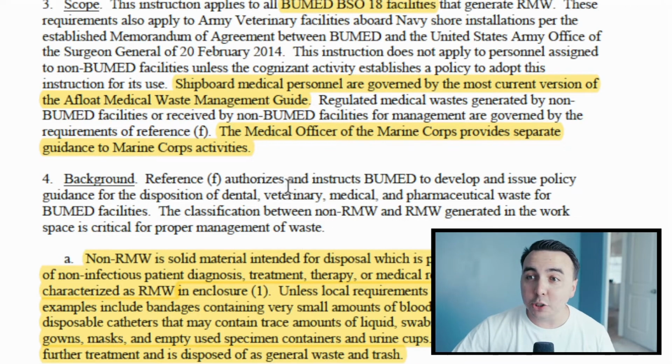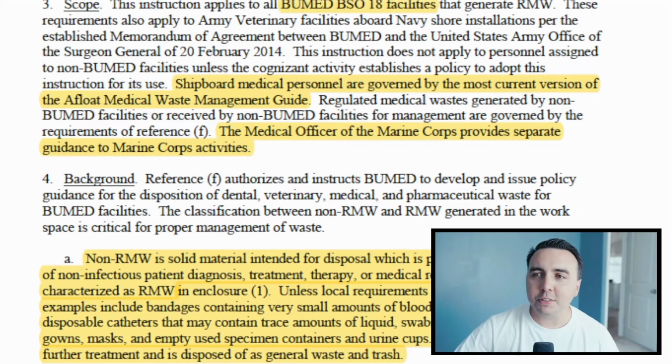And to give you that knowledge, it says right here, shipboard medical personnel are governed by the most current version of the Afloat Medical Waste Management Guide. That sounds like a test question right there. What regulates medical waste while you are afloat on the water? The medical officer of the Marine Corps provides separate guidance to Marine Corps activities.